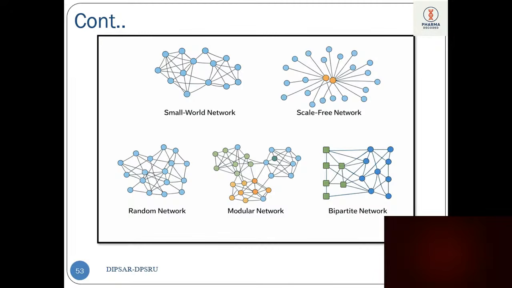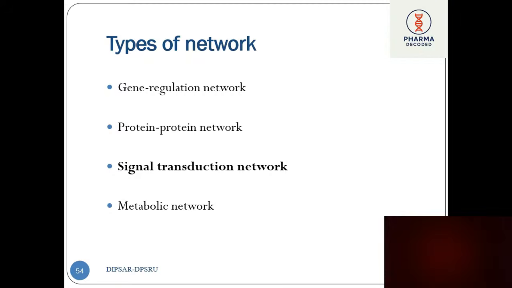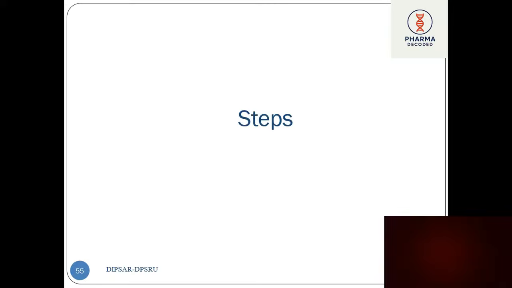So when we talk about understanding the pathogenesis of disease, it can be a small world network, a modular network, or a random network as well. But when we talk about drugs and their possible mechanism in a particular disease, we are mainly dealing with the bipartite network. So different types of networks are there: gene regulation network, protein network, signal transduction network, metabolic network, and so on.